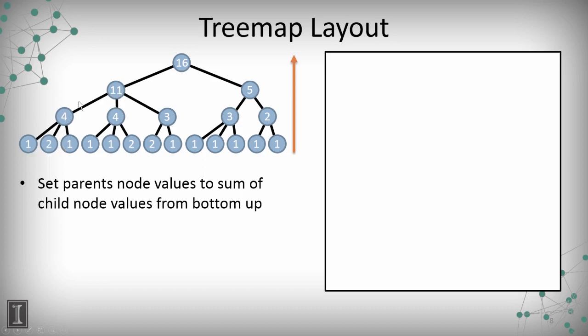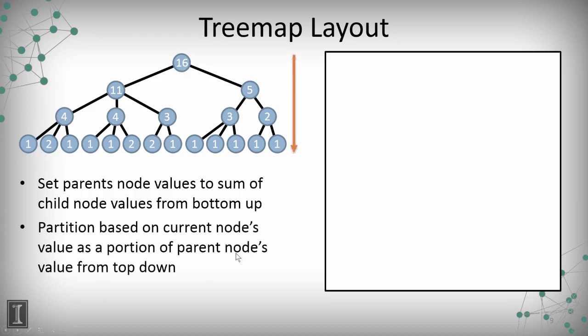This parent is equal to 11 because it's 4 plus 4 plus 3. And finally 16, which is the sum of all of these, adds up to 16. And then we're going to use that parent-child relationship and the values that it represents in order to subdivide some rectangular region in order to display how these small quantities at the bottom are organized as portions of this full 16 value at the top, at the root node.